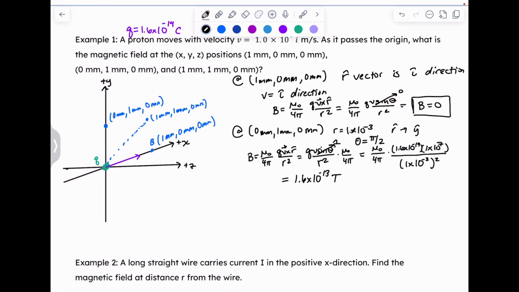So we would use our right hand rule to find this direction. If I took my thumb and pointed it in the x direction, the direction of the velocity of the proton, my fingers would curl around. On the y-axis, my fingers would curl around at that point and point directly in the z direction, or in ijk, the k hat direction.